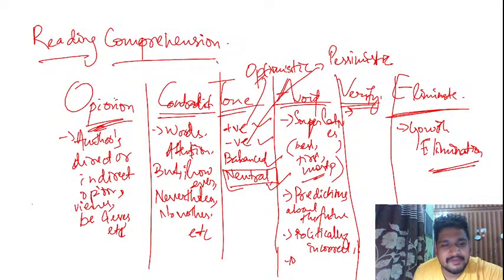So, how did we go about looking at an RC? We started to find whether there's an opinion of the author, whether indirect or direct, whether the author is supporting someone or something, some notion, some views, some of his own opinions, whether explicit or implicit. We need to find those things.